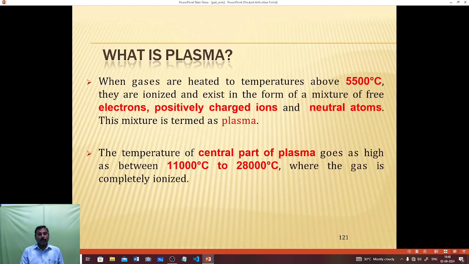Then the plasma machining process. What is meant by plasma? When gases are heated to temperatures above 5500 degrees Celsius, they are ionized and exist in the form of a mixture of free electrons, positively charged ions and neutral atoms. This mixture is termed plasma. The temperature of the central part of the plasma goes as high as between 11,000 degrees Celsius and 28,000 degrees Celsius, where the gas is completely ionized.